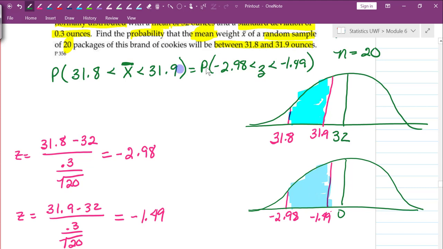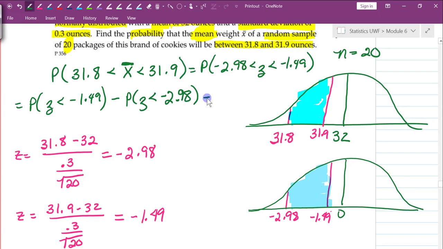Now I need to calculate this. So using my z tables, this statement is equal to the probability that z is less than negative 1.49. That's going to give me all of this area here. And then I'm going to subtract off the probability that z is less than negative 2.98. So I'm going to subtract off this area here, and then what would I have left? This area right in here. So the first one I need to find out is negative 1.49.